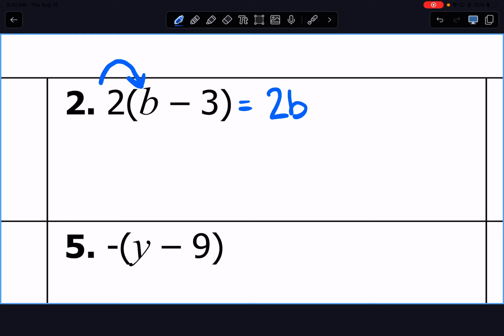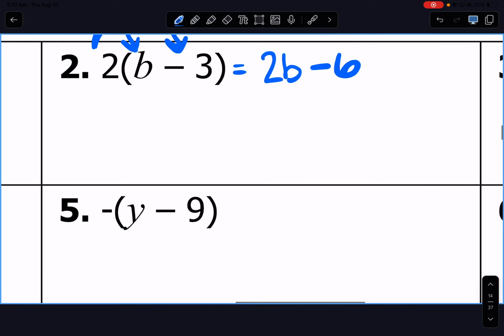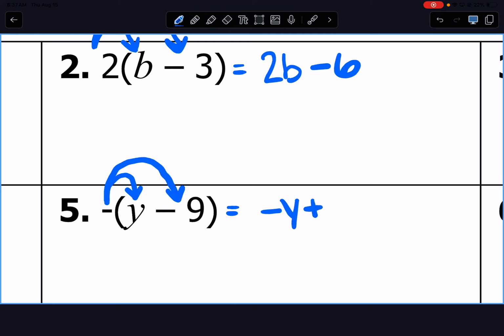All right, now what do I do after 2b? What is 2 times negative 3? There we go, that's our answer. Problems like number 5 actually are where a lot of people will make mistakes with the distributive property. They'll just put the minus sign with the first term and not distribute the whole thing. That's not what we do. We have to take that minus sign and go through everything. So if I have a negative and a positive, what does that make? So we get negative y. But then we have a negative and a negative, which makes, so we get a positive 9.